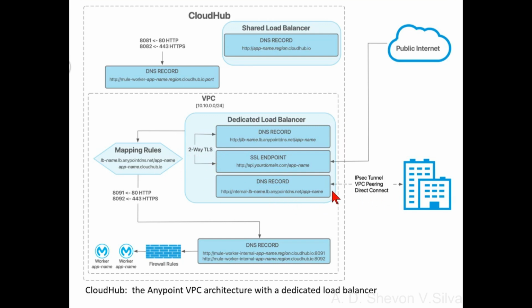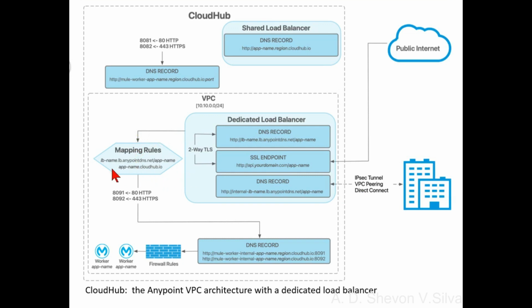And here you can see the internal-lb-name.lb.anypointdns.net/app-name. This DNS record interacts with the IPsec tunnel, VPC peering, and direct connect for the internal network. And here the dedicated load balancer is connected to mapping rules.